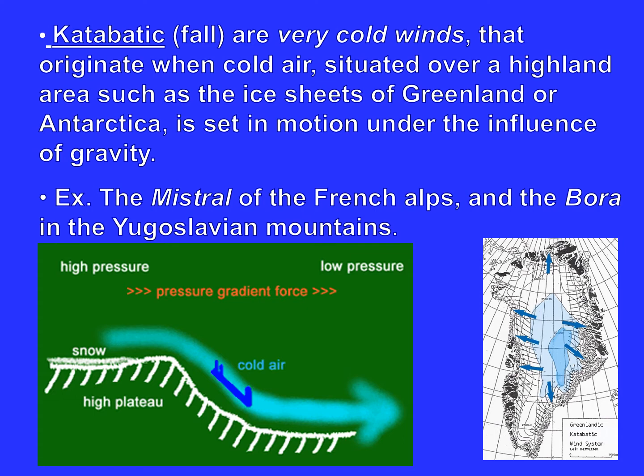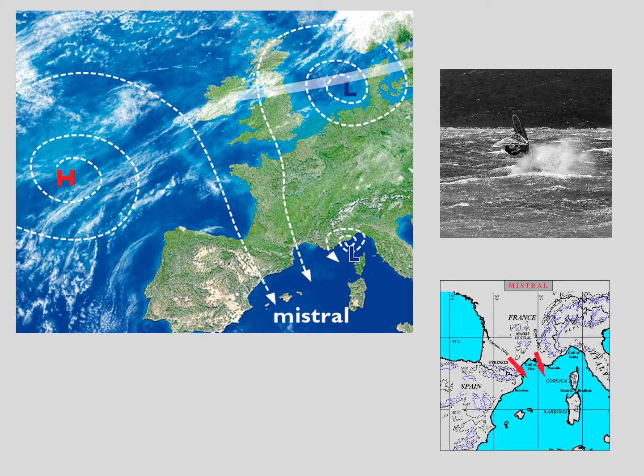So this is a drawing. Okay, the drawing on the bottom left isn't fabulous, but the map over there on the right is pretty good. That's showing Greenland and how you can set up these katabatic winds. Here's an image of mistral winds.